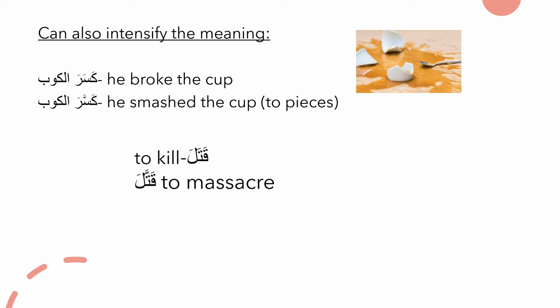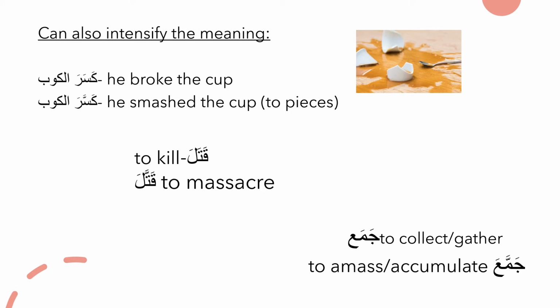Qatala means to kill, but qattala means to massacre. So again, a lot more intense, a lot more violent. Jama'a is to collect or to gather, but jamma'a is like to amass or to accumulate things. Okay, so it can intensify the meaning by quite a lot.